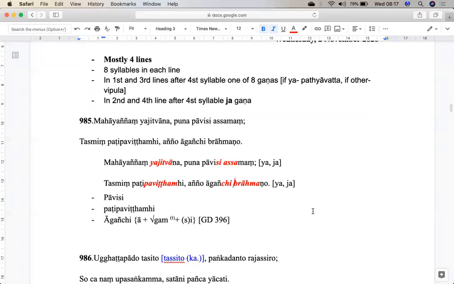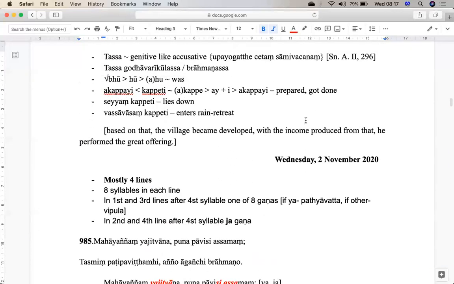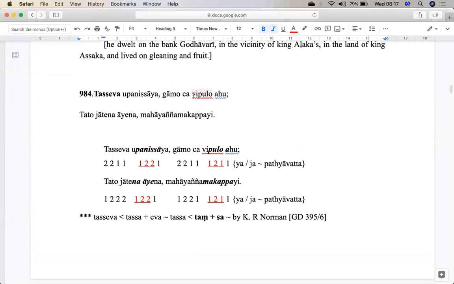Okay, so now the meaning of the word analysis. According to the story, here dasewa ubanisaya kamocha wibulo ahu. Based on the bank, the ascetic village was developed, and with the income produced from there, Mahayinya Akabayi, he prepared and performed the great sacrifice, Mahayinya. He is here, the Brahmin Abrawi.